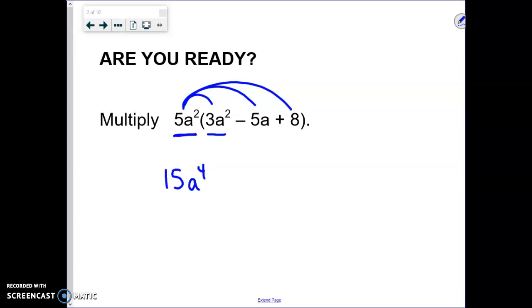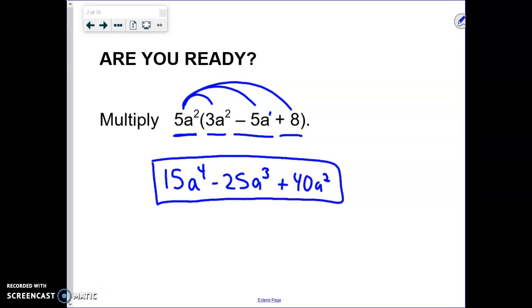Now we're going to take 5a squared times negative 5a. So you take 5 times negative 5, that's negative 25. A squared times a to the first would be a to the third, because again, you add the exponents when you multiply terms. And then 5a squared times 8, you just take the 5 times the positive 8, which is positive 40, and then there's nothing to combine the a squared with. So there's your answer, 15a to the fourth minus 25a to the third plus 40a squared. None of those are like terms, you can't combine them together. As a matter of fact, if we have three terms in this polynomial right here, we should have three terms in our answer.